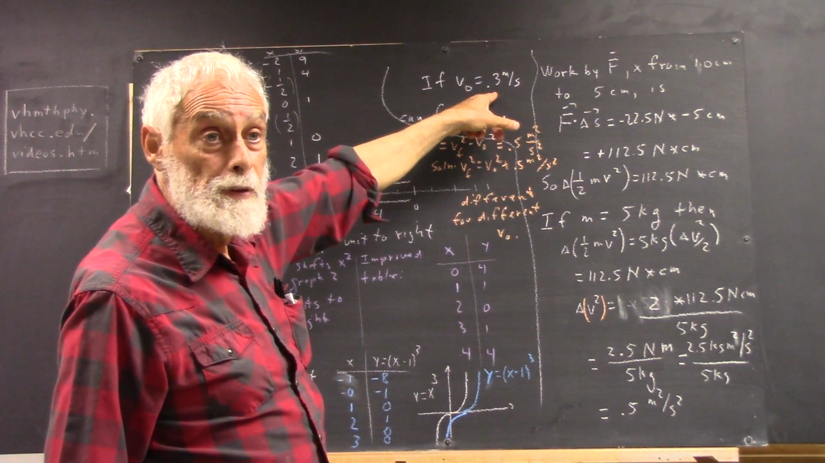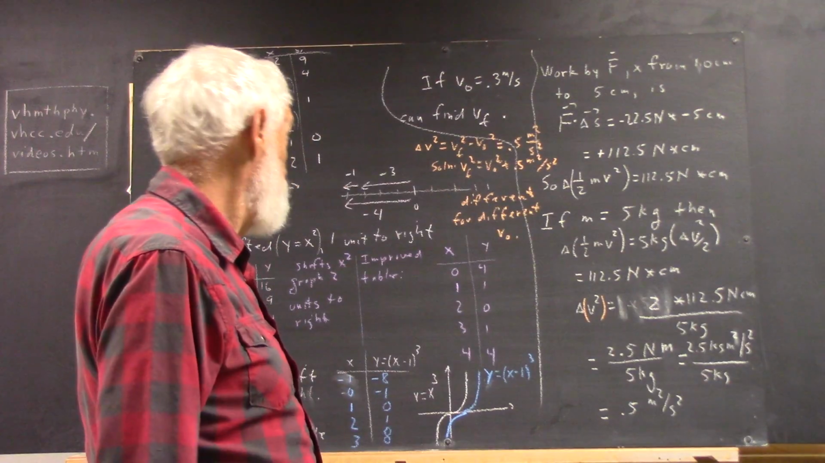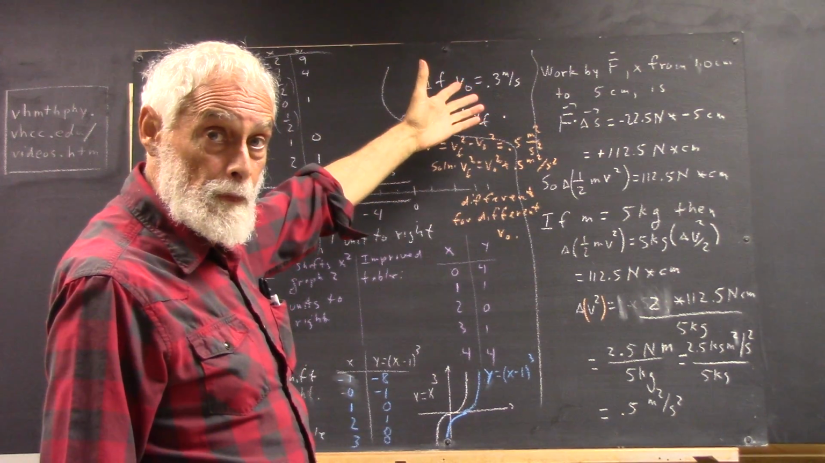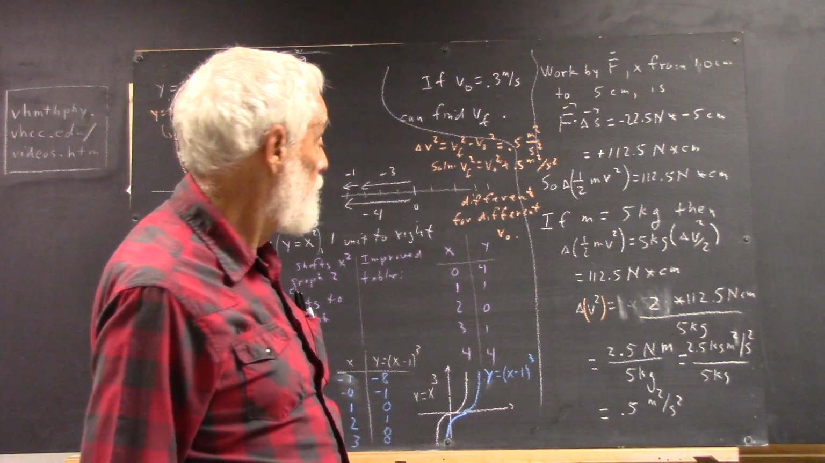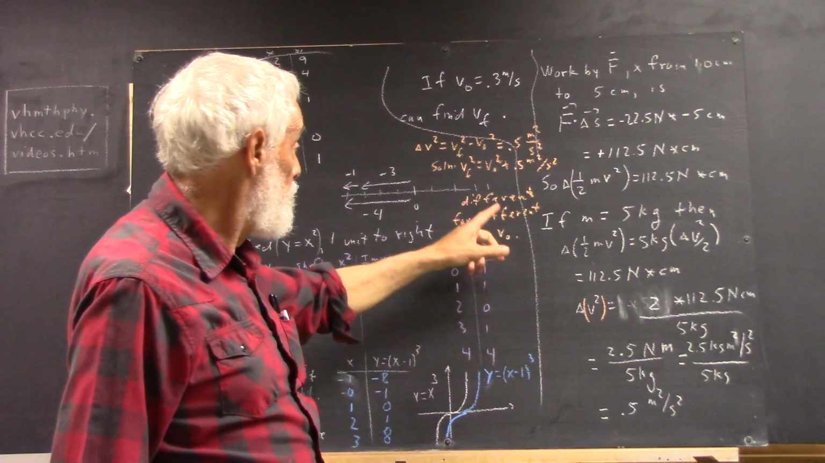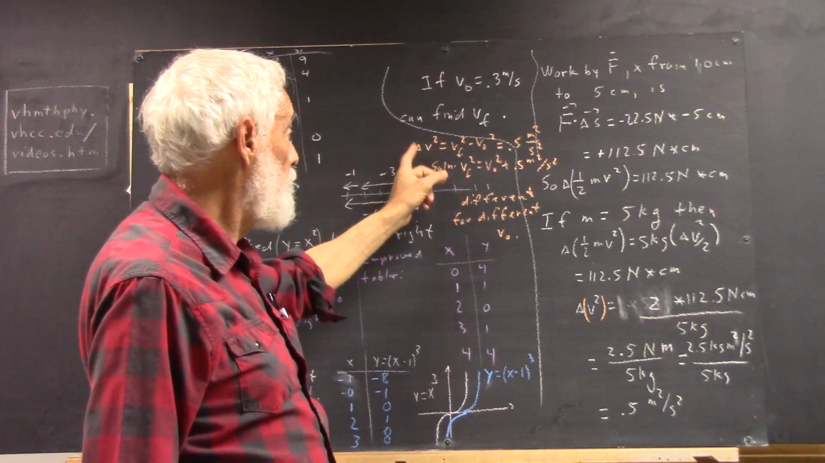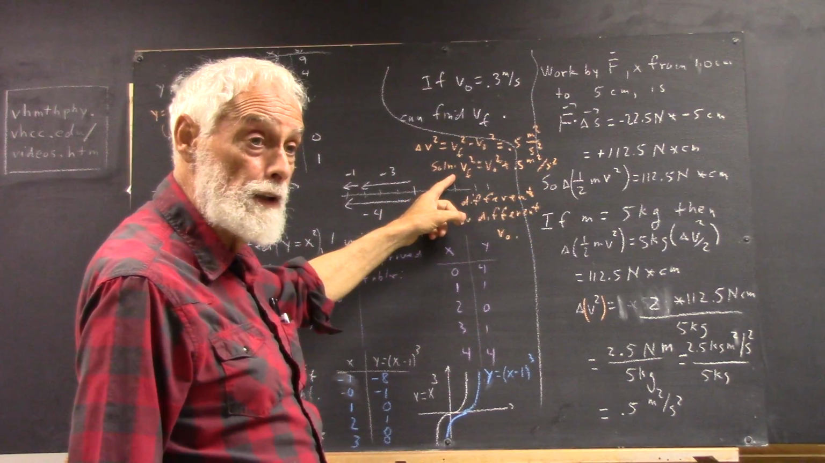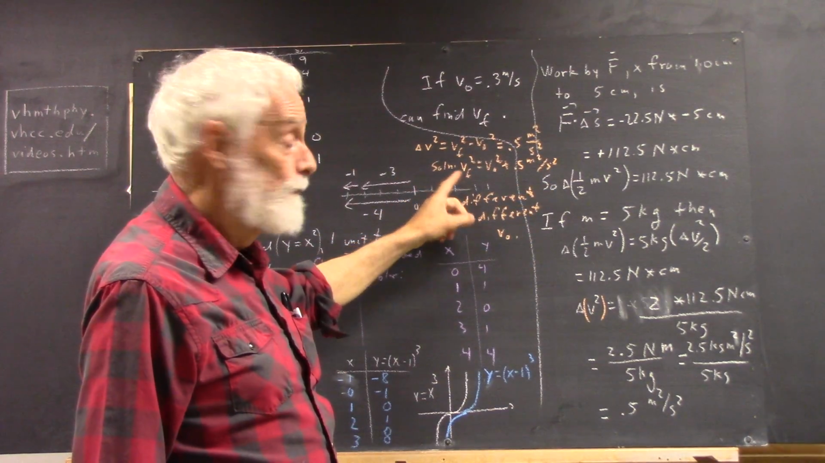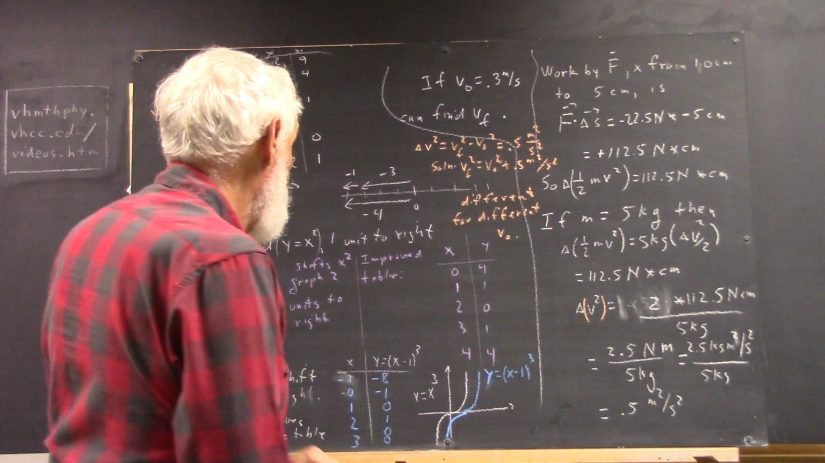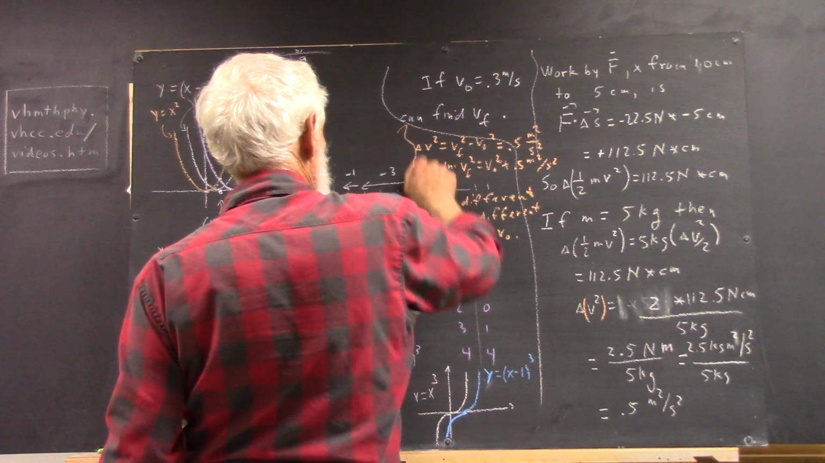Pick another number besides 0.3 meters per second. Pick 0 if you like, or pick 1 meter per second. You're going to get the same change in velocity, but you're going to get a different vf every time. And that's a pretty profound thing. So you want to maybe think about that a little bit.